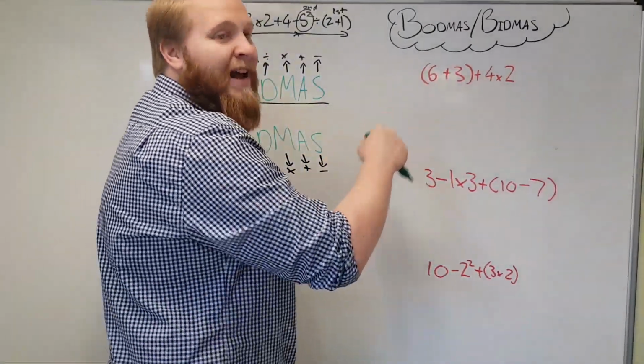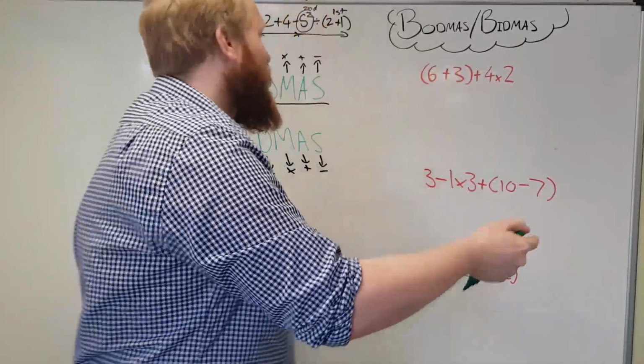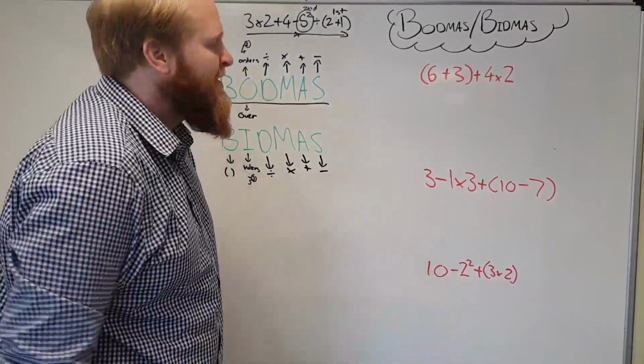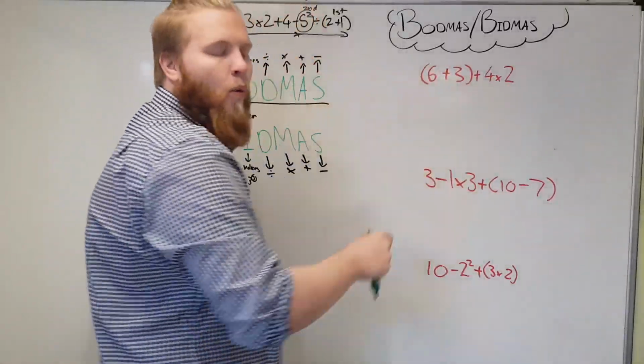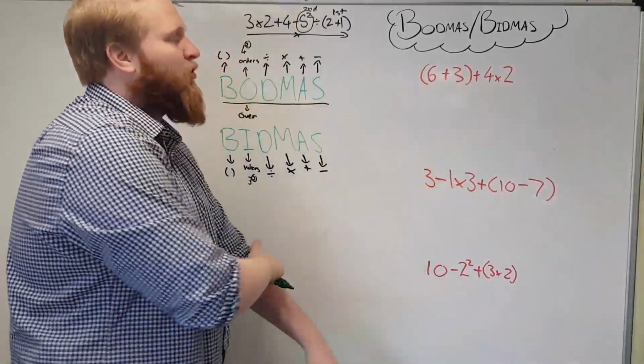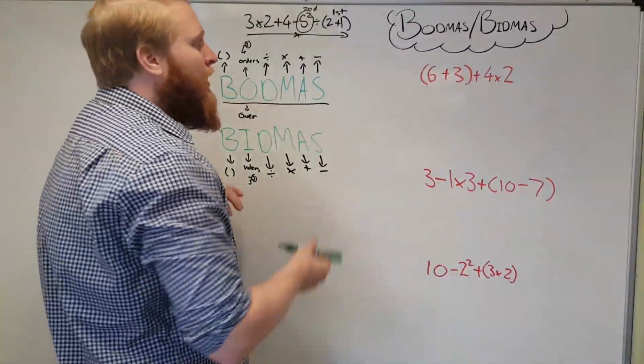If we had two, if we had 6 plus 3 times 9 or something, we would use BODMAS again. What do I do first? I do multiplication before addition, okay? But you should only ever see one little sum in those brackets. So brackets, I've got 6 plus 3, okay?